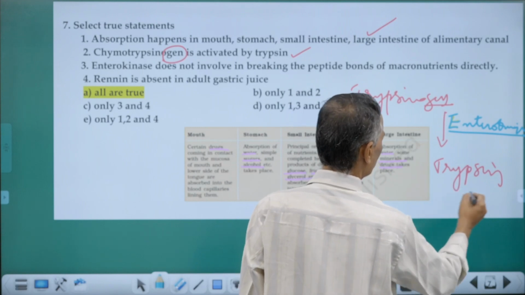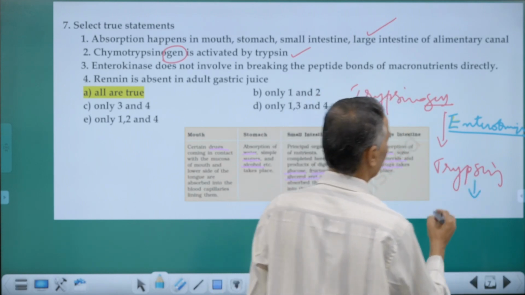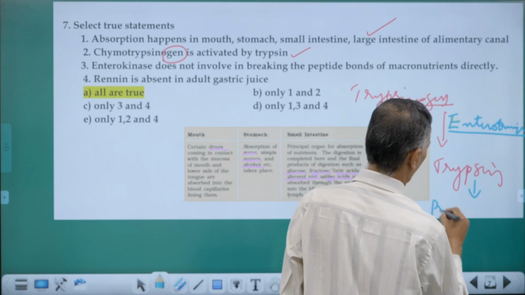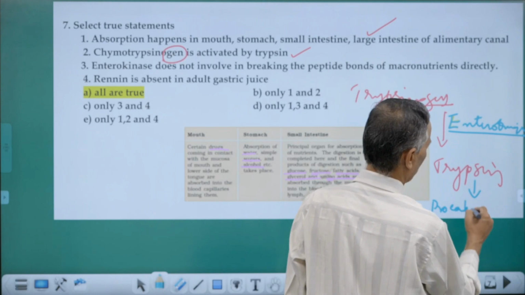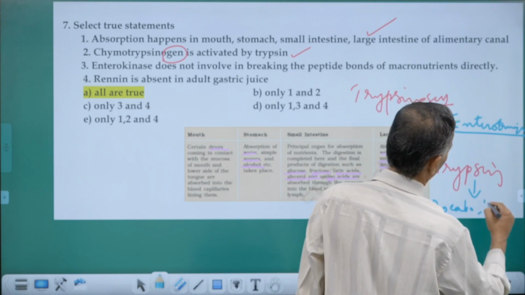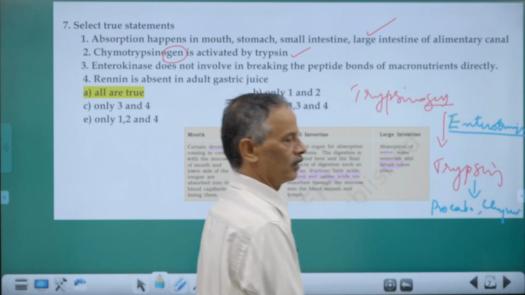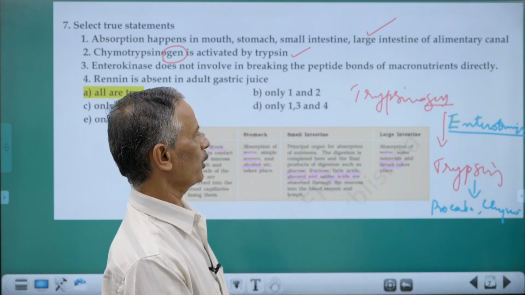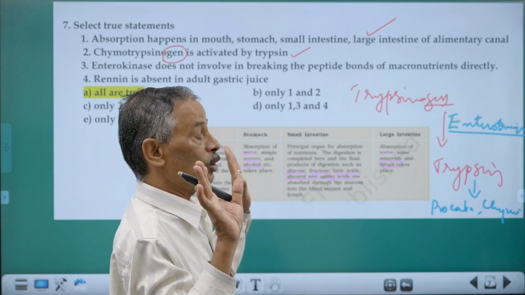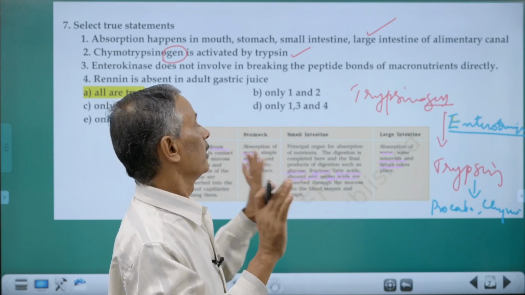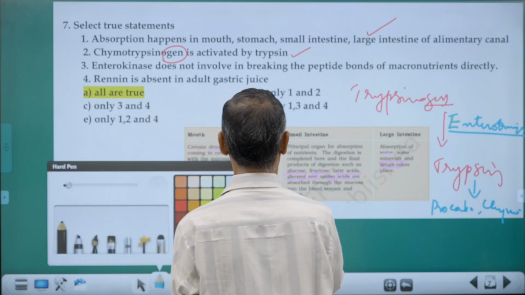Now, the trypsin will activate other enzymes. What are they? As I told you, procarboxypeptidase into carboxypeptidase and chymotrypsinogen into chymotrypsin. Okay. Enterokinase is only an activating enzyme. It will not be acting on any food ingredient. So that statement is a correct one.